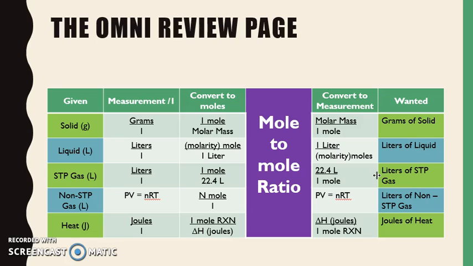So you can hook on any beginning to any ending before and after the mole-to-mole ratio that you need to accomplish your problem. So a problem may give you, I don't know, how about liters of a liquid, and then ask you about joules of heat that come out of it. So right here is how you would do your problem. You would have liters over 1, apply the molarity, moles over 1 liter, your mole-to-mole ratio, and then pop down to where it says joules. So you would apply your delta H over 1 mole reaction.